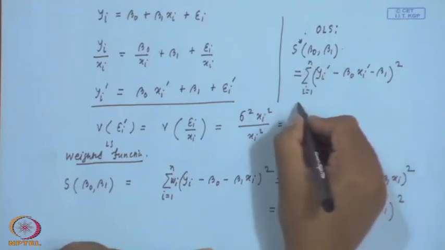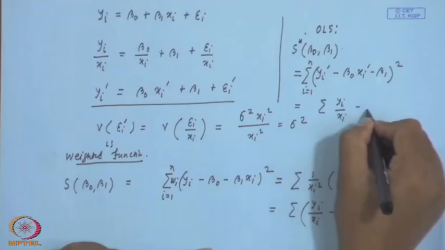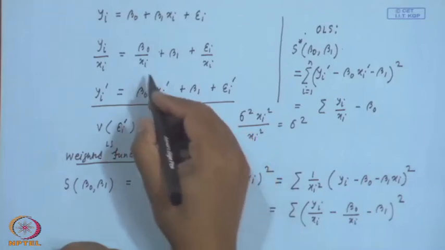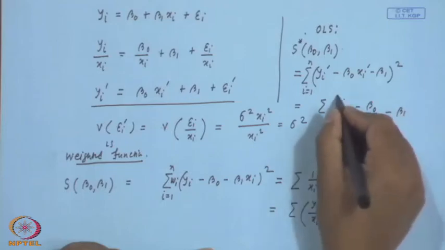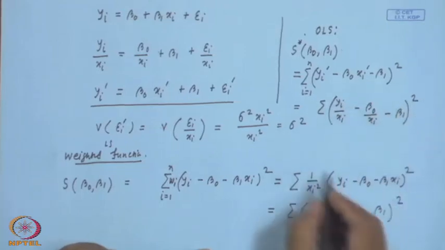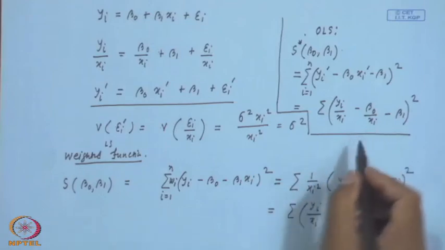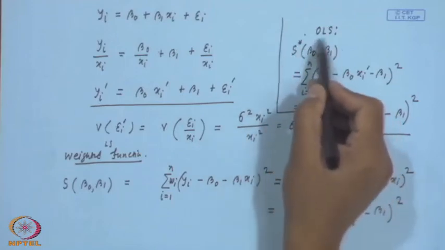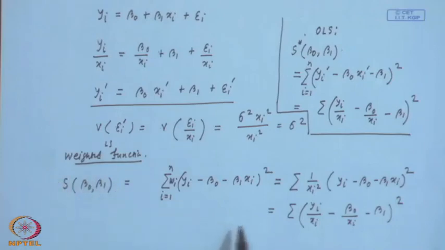Now, you can see that this is nothing but y i by x i minus beta naught by x i minus beta 1. We are minimizing this. This one is the least square function for the ordinary least square, and this is the weighted least square function for the weighted least square. Now, you can see that both are the same. This one is the same as this one.